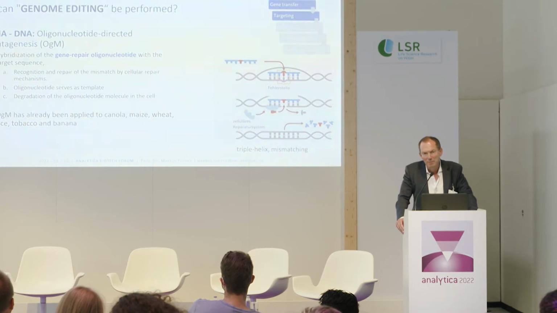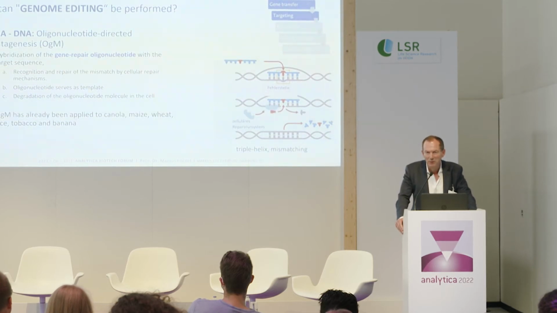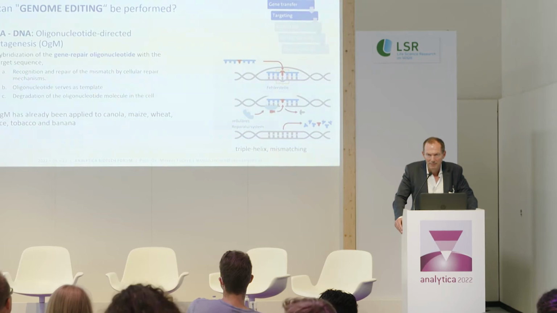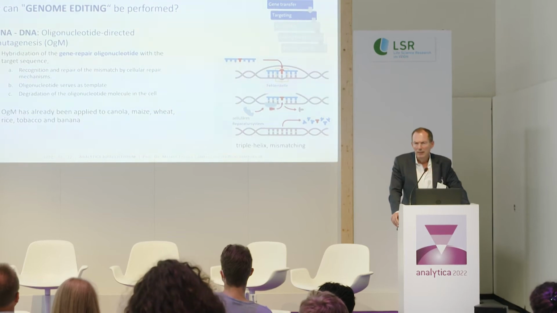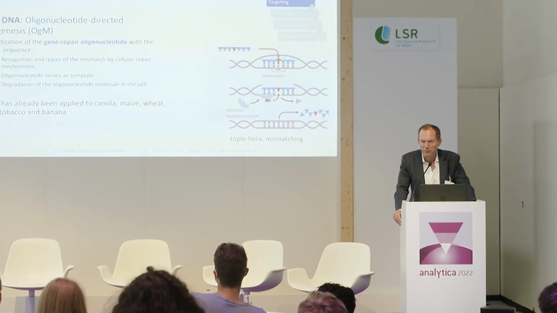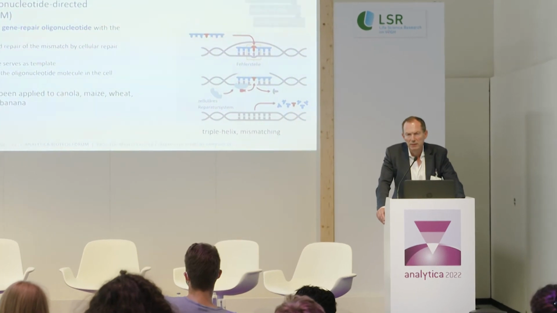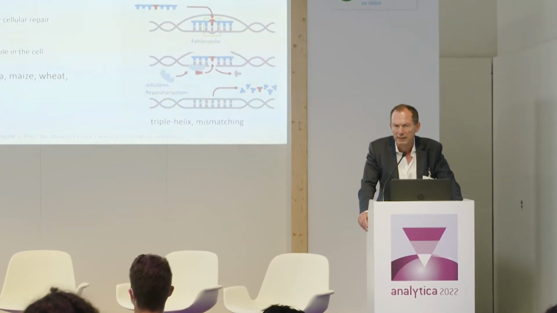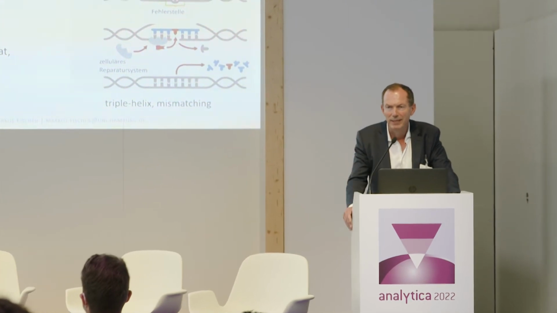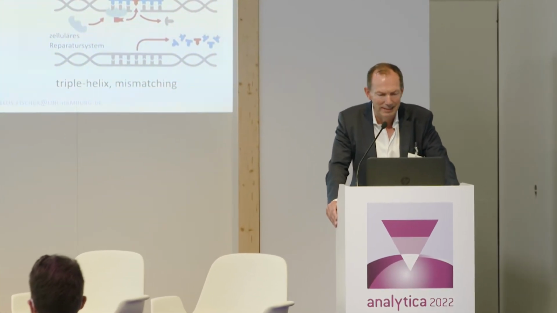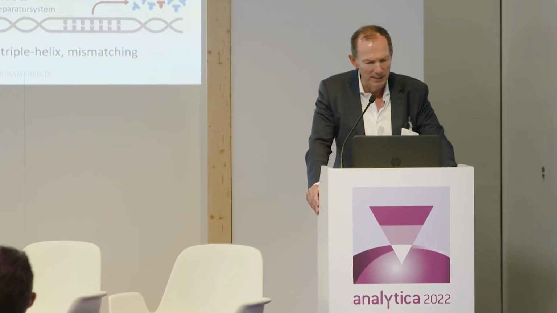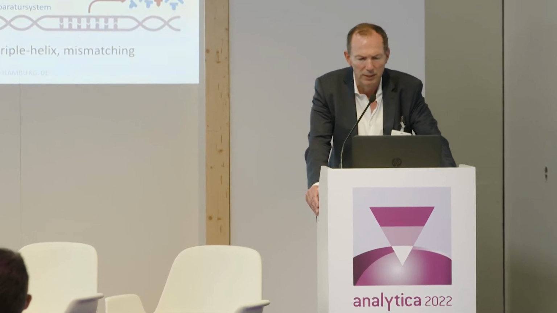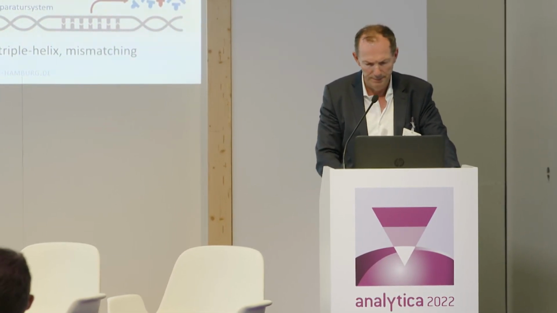And this is one of the main problems, because a single chain oligonucleotide is not very stable in the cell. So it can be attacked by nucleases, and therefore, people work on the stabilization of those sequences. So let's say, if you work with RNAs, you know it from the capping. You can stabilize RNA using caps at the 5' or at the 3' end. This technique has already been applied to canola, mice, wheat, and so on and so forth.